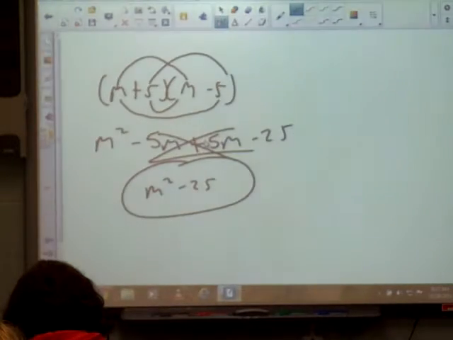Now, if you forget that, are you going to get it wrong? No, you can still do the FOIL and get it. It's fine. It's just little shortcuts like that that you can pick up on. You just multiply 5 times 5 to get 25. Alright, that's cool.